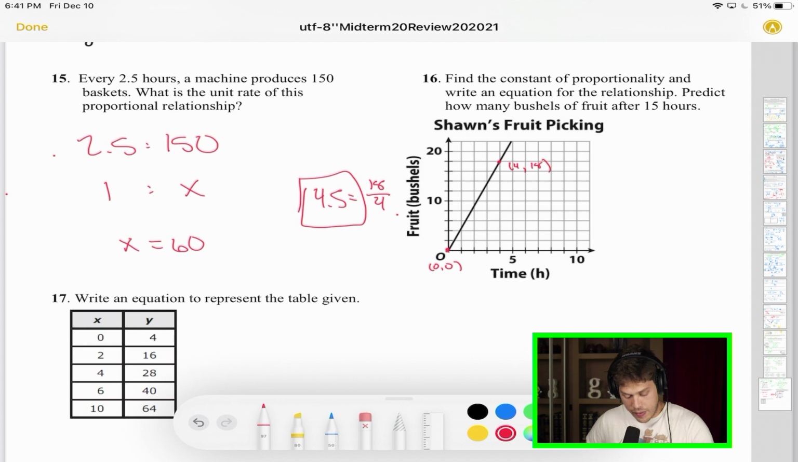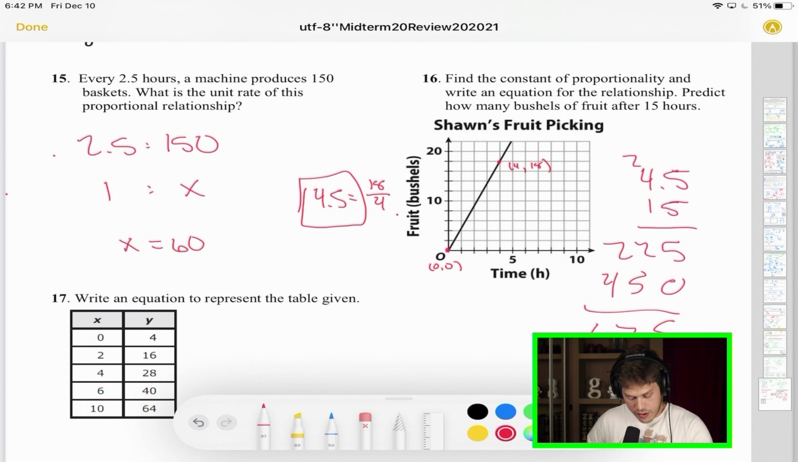So predict how many bushels of fruit are there after 15 hours. Well, we'll take our slope and then multiply it by 15 to find the answer. 5 times 5 is 25. 5 times 4 is 20. 22. Put a 0. 5, 4, 5, 7, 6. Decimal over here. So 67 and a half. You'll have 67 and a half bushels of fruit after 15 hours.